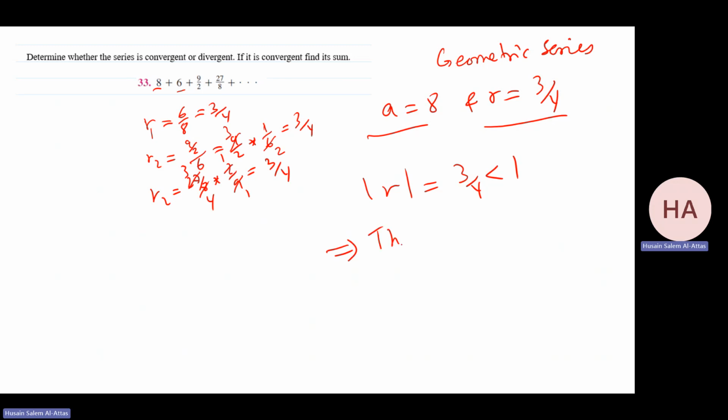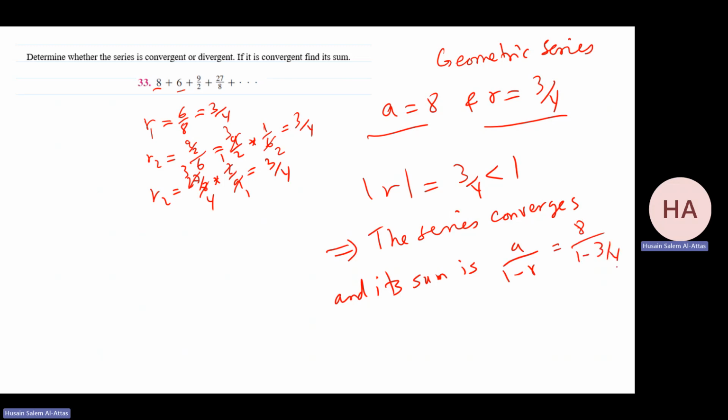So the series converges. Not only that, its sum is A over 1 minus R. What is A? A is 8. 1 minus 3 over 4, that will be 8 over 1 over 4. So the answer is 32. So this is equal to 32. Okay. Yeah.